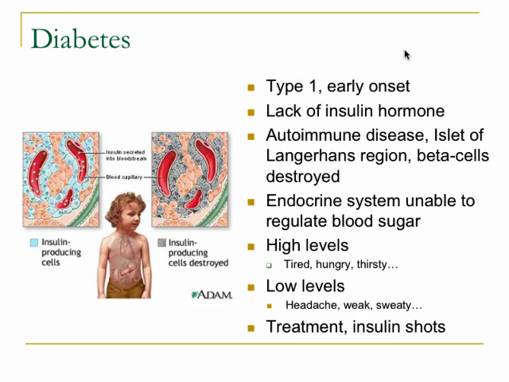And they either get very high levels where they feel very thirsty or hungry or tired, or very low levels where they get very weak and faint and can have headaches. But the traditional treatment for this was insulin shots. And the insulin was isolated and purified in a very laborious way from animal sources.